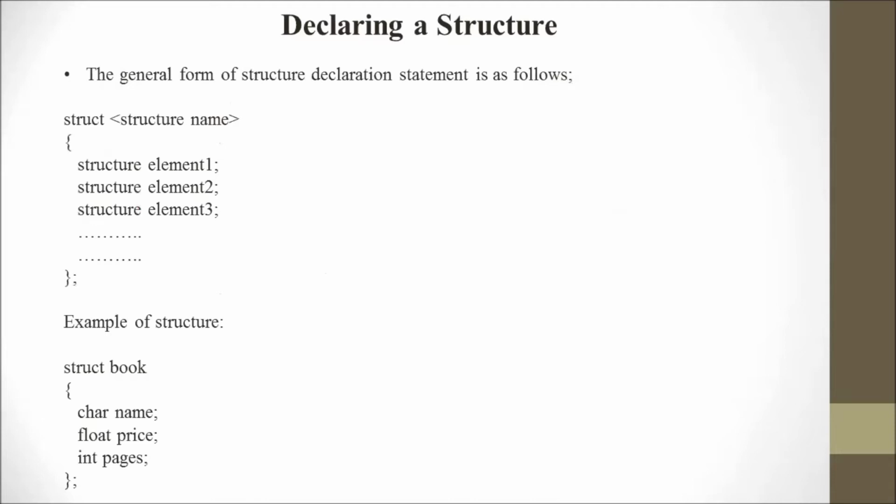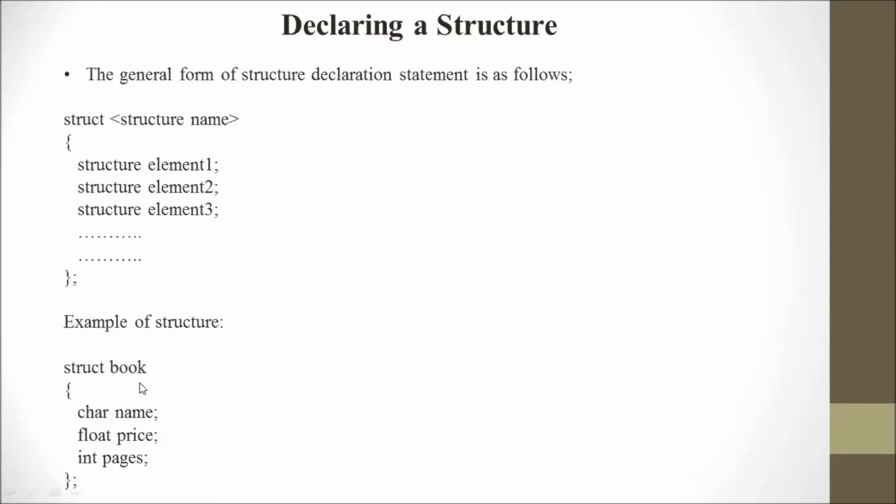Declaring a structure. The general form of a structure declaration statement is as follows. We use the struct keyword, then write the structure name, and these are the elements of the structure we can write. This is the curly brace closed by a semicolon. The semicolon is a must and indicates the structure end. So this is a small example of a structure.